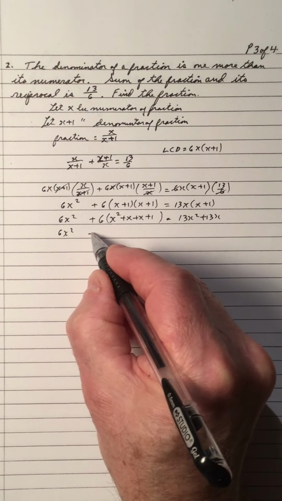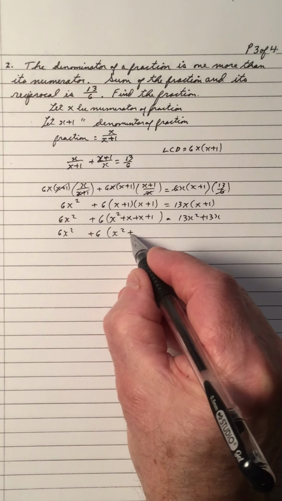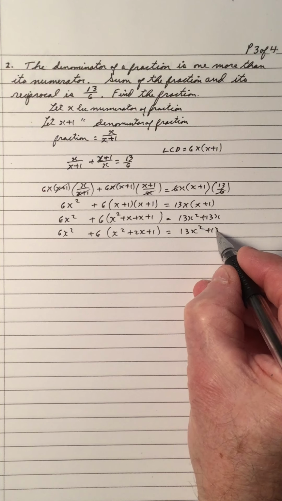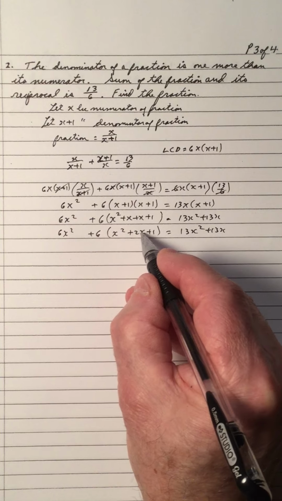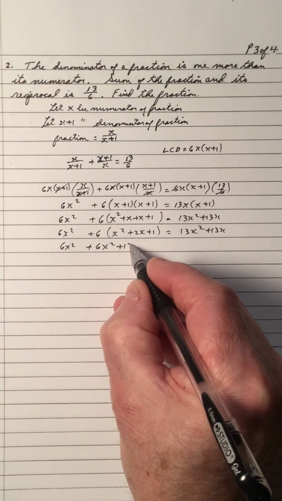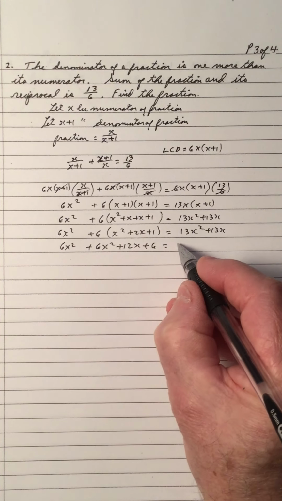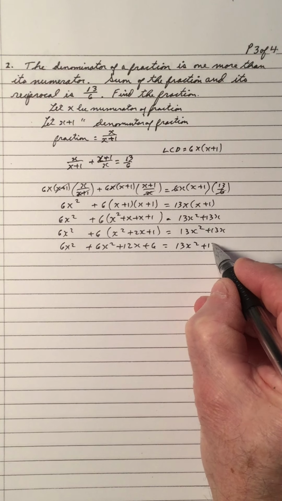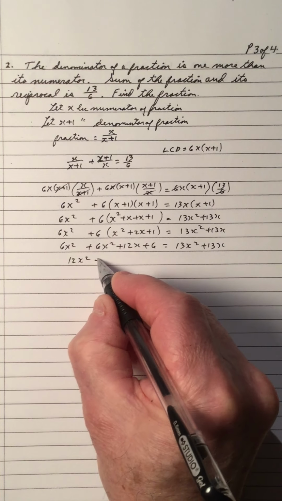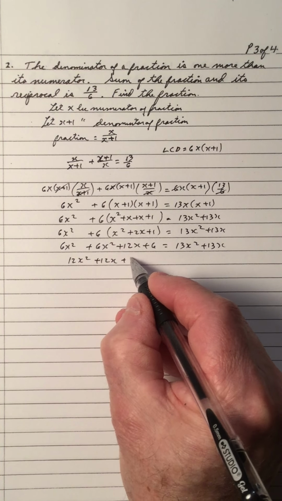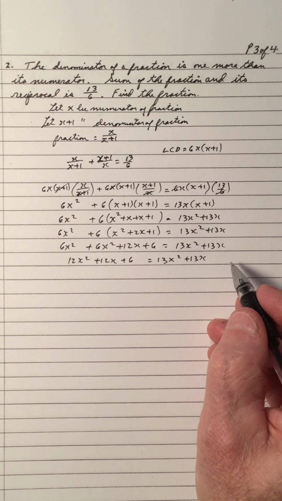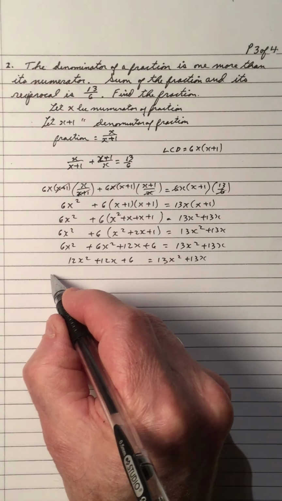And as in all my math, I like to simplify before I continue. So let me explain. So x plus x is 2x. Now I multiply by the 6. 6x squared plus 12x plus 6 equals 13x squared plus 13x. So now I simplify the left side to make it 12x squared plus 12x plus 6 equals 13x squared plus 13x. And I have both sides simplified, so let's transpose.